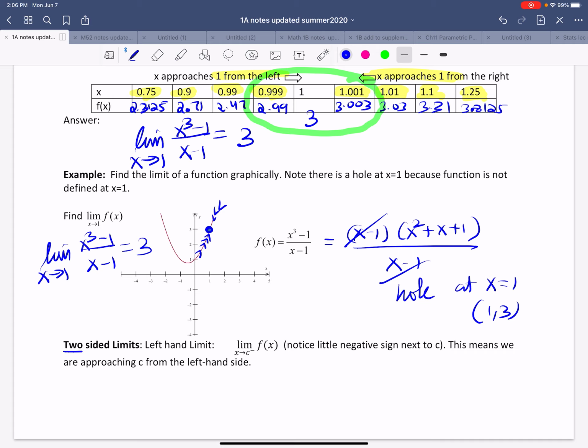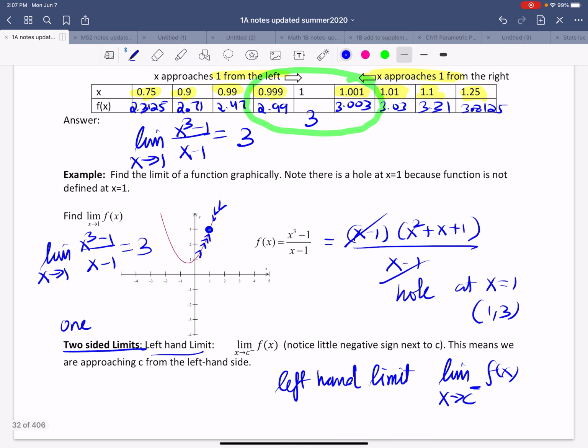Now we're going to talk about one-sided limits. So, left-hand limit, what is the left-hand limit? Left-hand limit is when I'm getting closer and closer to a particular number from the left-hand side. It has a special notation: limit x approaches c with the negative sign in place of the exponent, and that means I'm getting closer and closer to c from the left hand side.